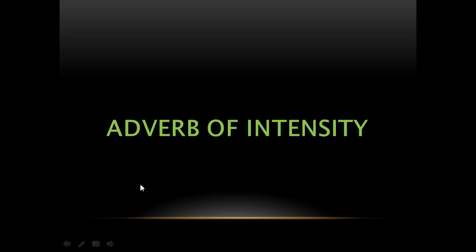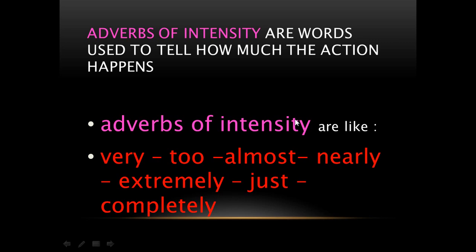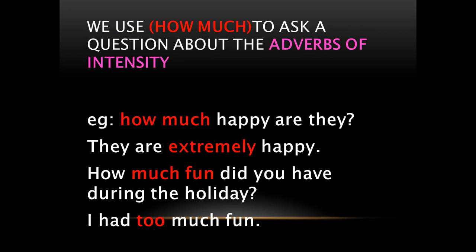The last kind that we have is adverb of intensity. Adverbs of intensity are words used to tell how much the action happens. Adverbs of intensity are like what? Very, too, almost, nearly, extremely, just, completely. All these are words that express the intensity or how much the action is happening. We use how much to ask a question about the adverbs of intensity. For example, how happy are they? They are extremely happy.